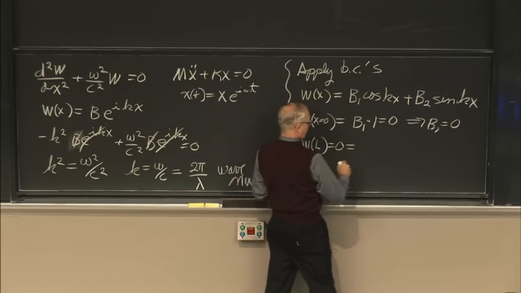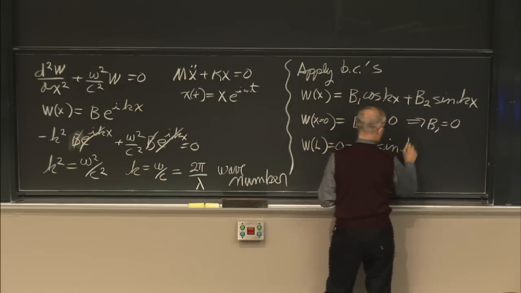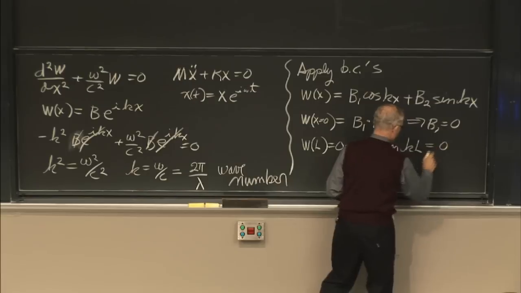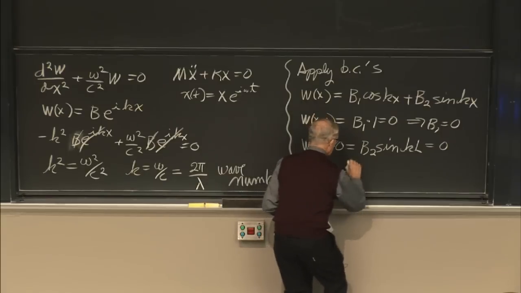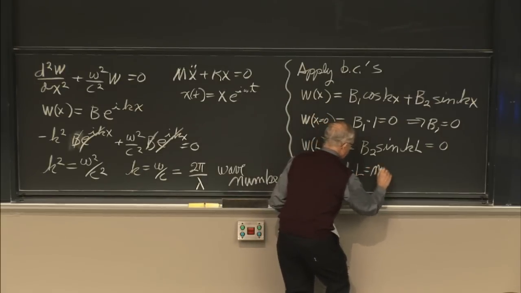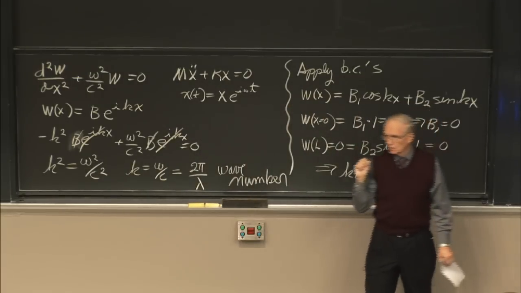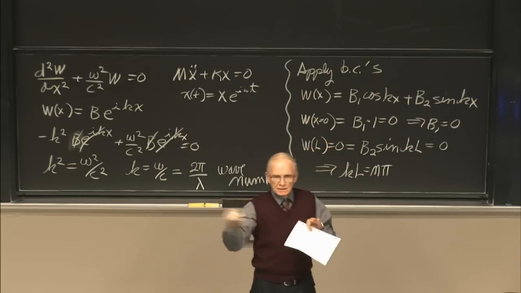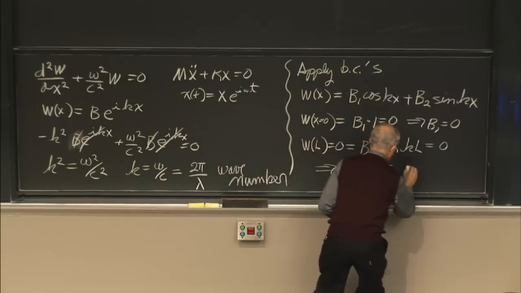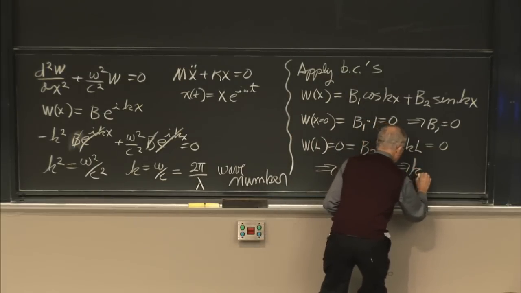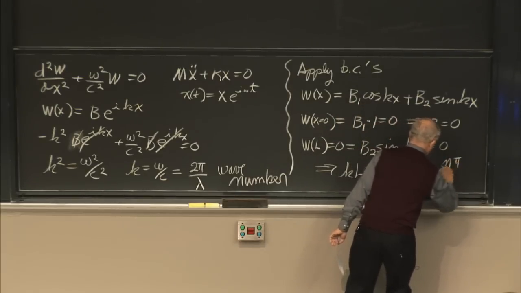And so that says B2 sine KL equals 0. That's only true if KL equals n pi. So now I've found that for vibration of a finite length string, there are only particular values of k that work. So there are special values of k, which I'll call k sub n, which are equal to n pi over L.